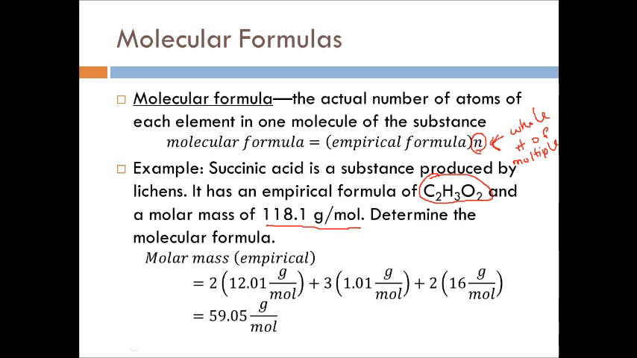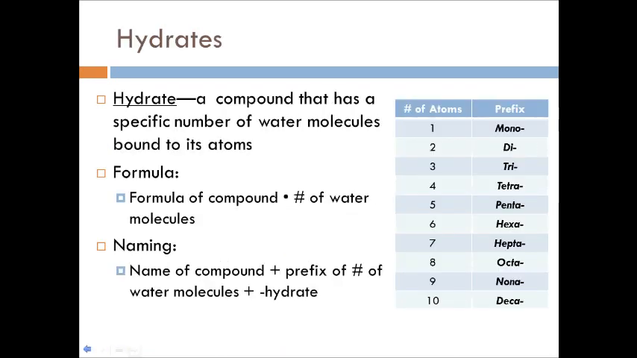Here's our formula, the empirical formula, excuse me. So we're going to find the molar mass of that. We have 2 carbons, 3 hydrogens, and 2 oxygens. So we multiply those by their masses off the periodic table, and when you add those together, you get 59.05. Again, the first thing we're going to do is find the molar mass of the empirical formula.